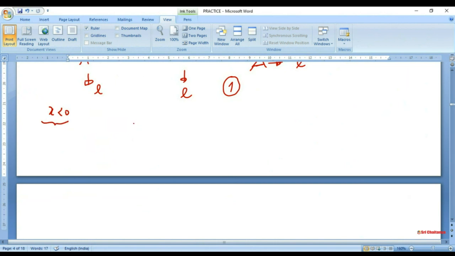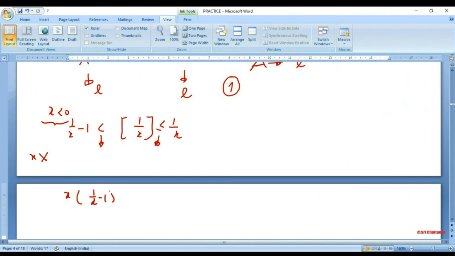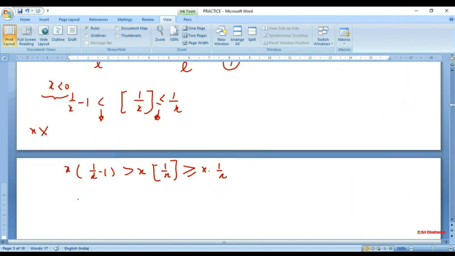The only thing is that till here we are fine. This step remains unchanged, that 1 over x minus 1. But now when you multiply by x, because x is negative, the signs will change. The inequality will not be maintained, it will be reversed. So we get x times (1 over x minus 1) greater than x times floor of 1 over x, greater than or equal to x times 1 over x. That gives you 1 minus x greater than x times floor of 1 over x, greater than or equal to 1.